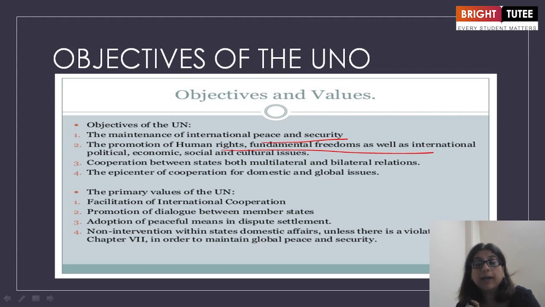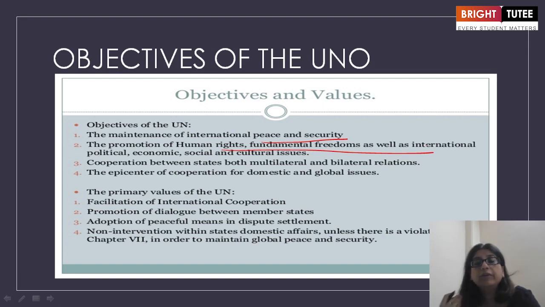The primary values of the United Nations are facilitation of international cooperation, promotion of dialogue between member states, adoption of peaceful means in dispute settlement, and non-intervention within a state's domestic affairs unless there is a violation, and Chapter 7 in order to maintain global peace and security.